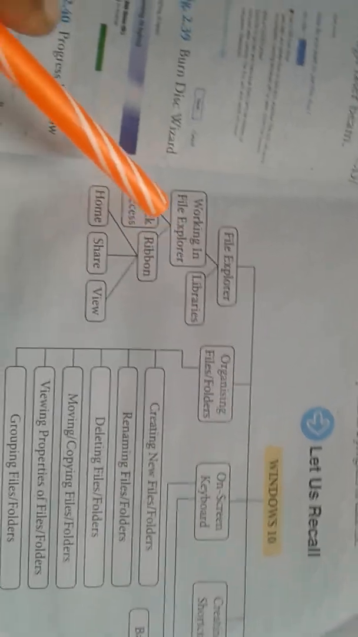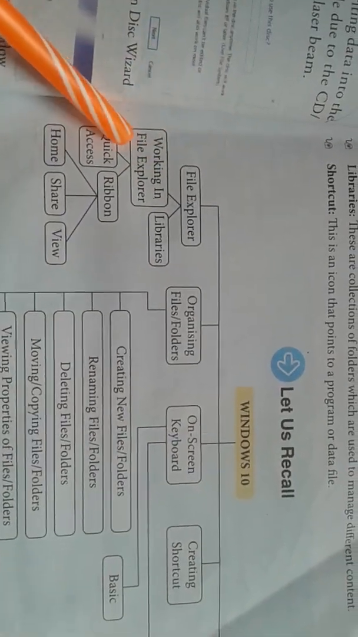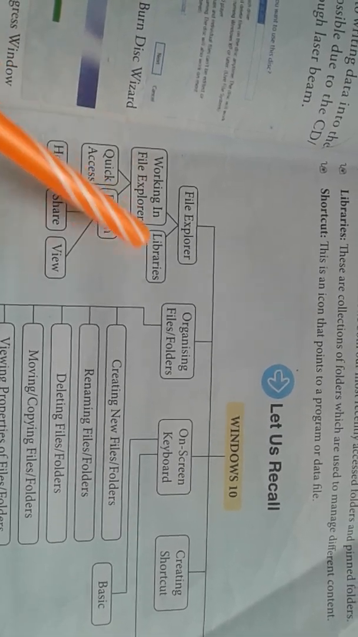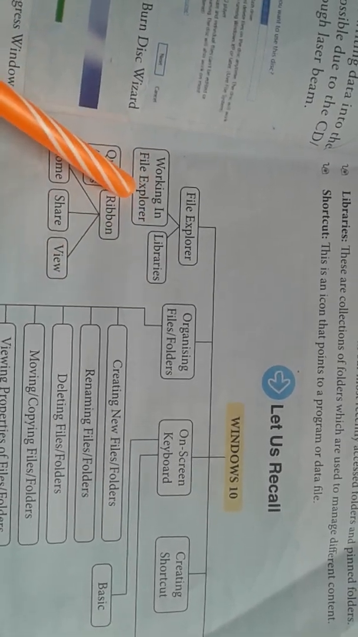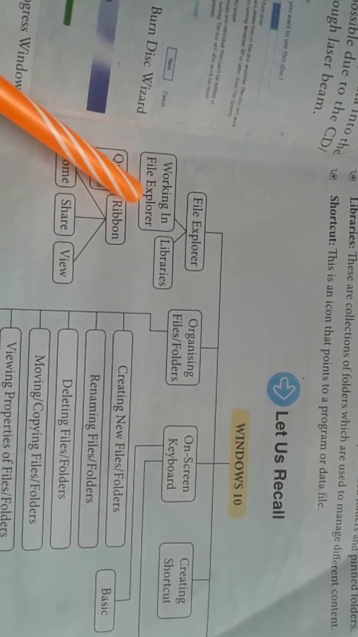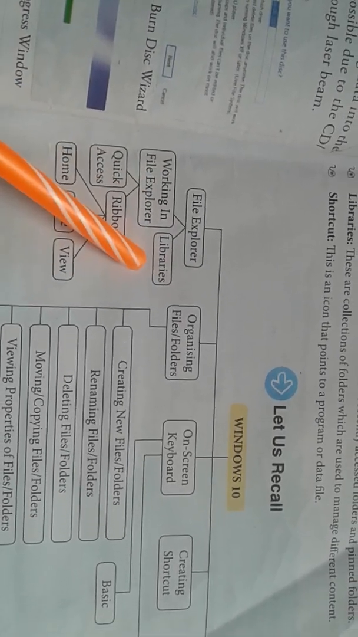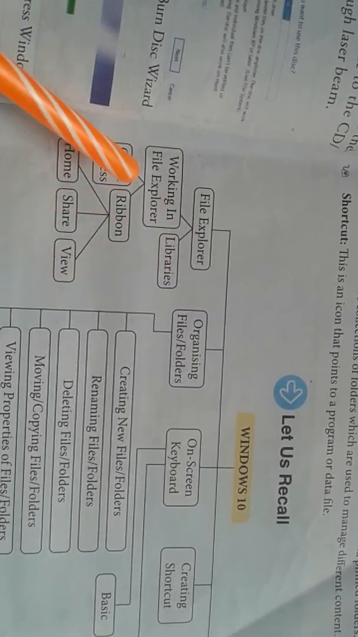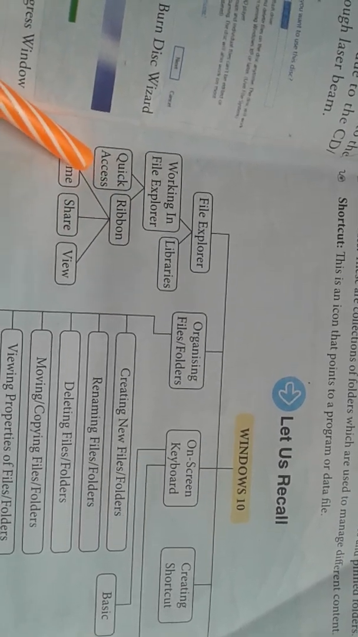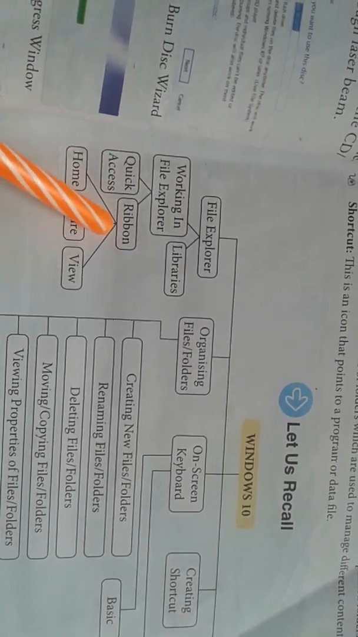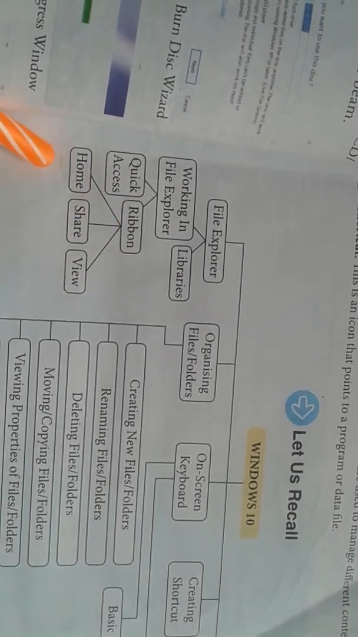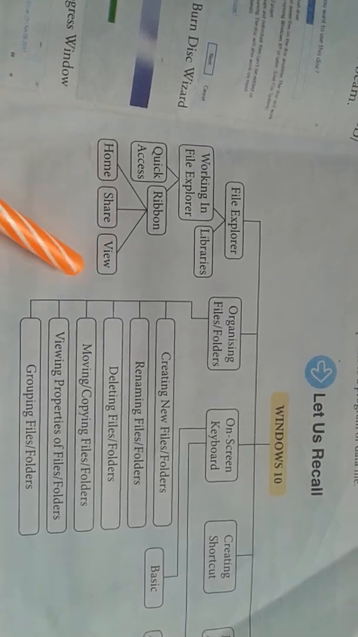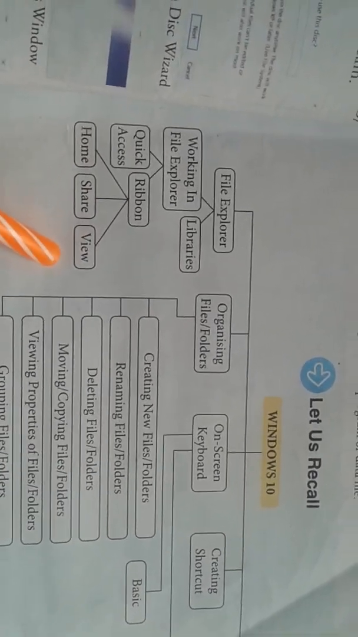These are the features in File Explorer. We divided File Explorer into two parts: working in File Explorer and libraries. Libraries, all of you know, is where all the files are kept. Working in File Explorer: quick access, where we get quick access to the files. The next one is the ribbon. All of you know that in the ribbon there are many options: home, share and view. Through home, share and view we get the options.